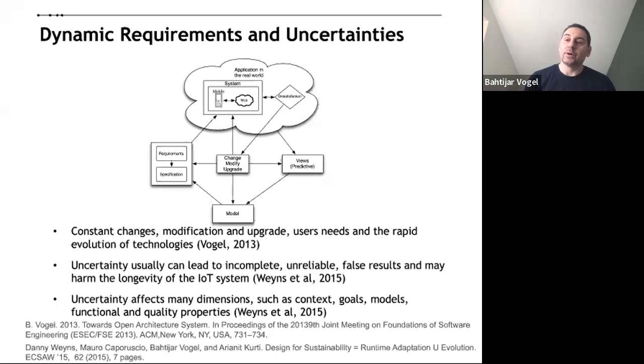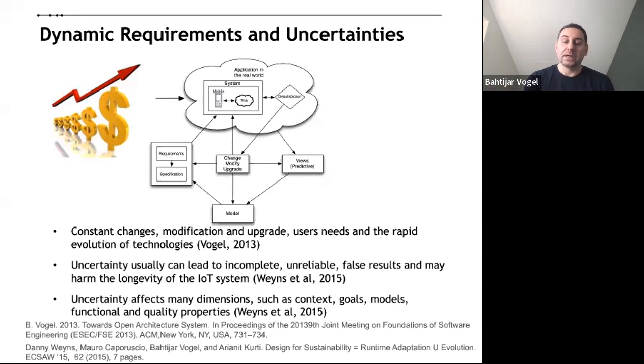And of course, if you reflect back on some of my earlier research, we have understood that uncertainty affects many dimensions: the goals, the context, and also the functional and quality properties of different IoT systems. And then, of course, for some companies, some IT industry, this would reflect in costs, and those costs could be time, but also money. If we just translate time, it would anyhow translate to money, to cost for the company. So how do we address this?